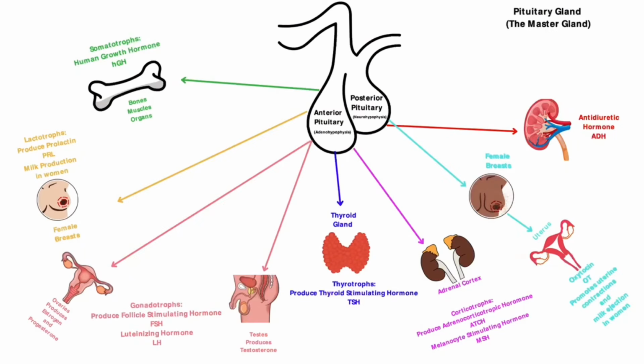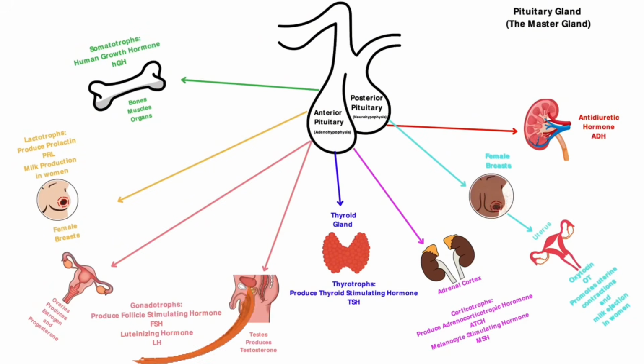The anterior pituitary is composed of 5 different cell types that secrete 7 different types of hormones. For example, the cell type somatotrope secretes human growth hormone, acting on bones, muscles, and organs. And then next we have lactotropes, which produce prolactin for milk production in women who are pregnant or nursing.